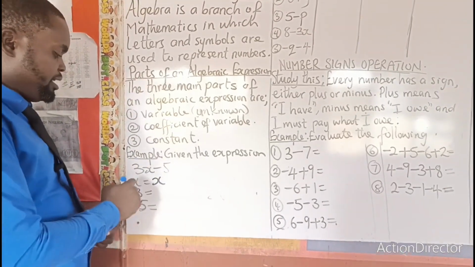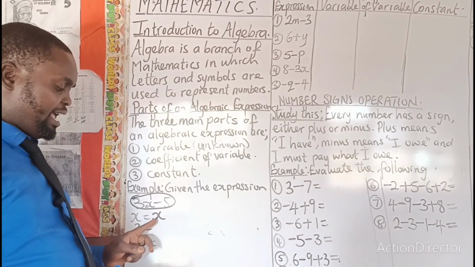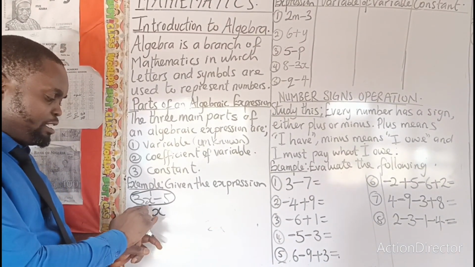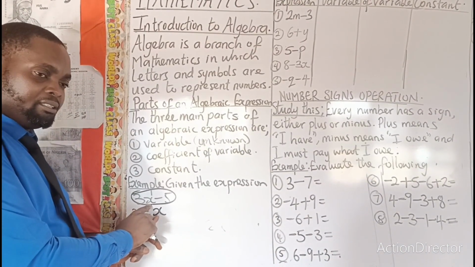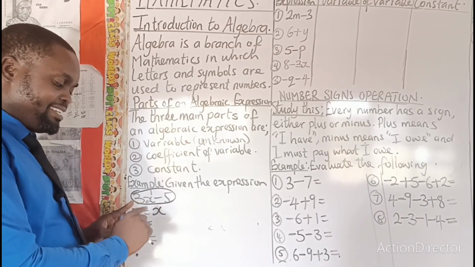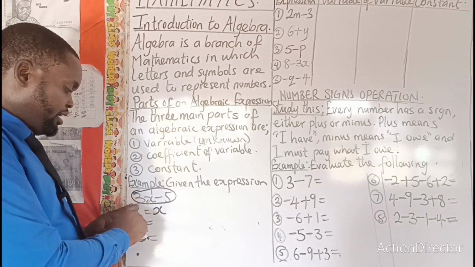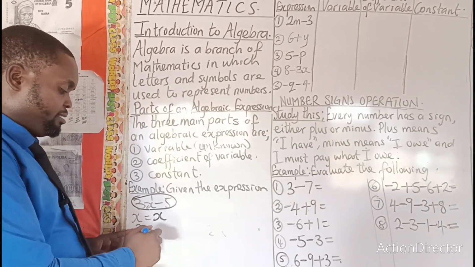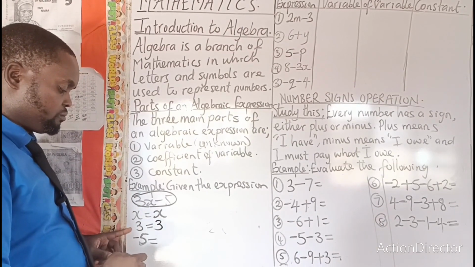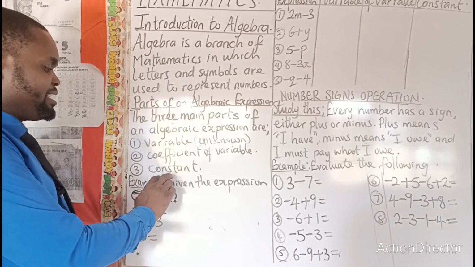For example, in this number 3x minus 5, the variable is x, but there's a particular number that is holding the variable here. What is that number? 3. So that means 3 is the coefficient of x. Are you seeing it? 3 is the coefficient of variable x. Are you getting that?